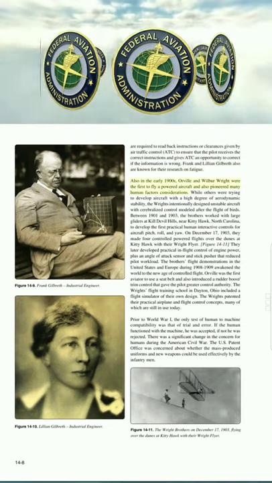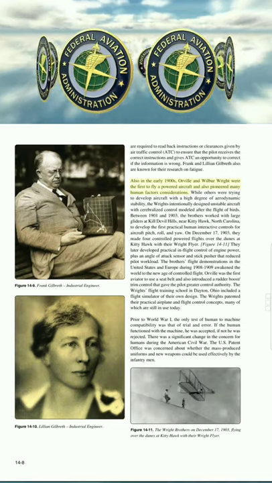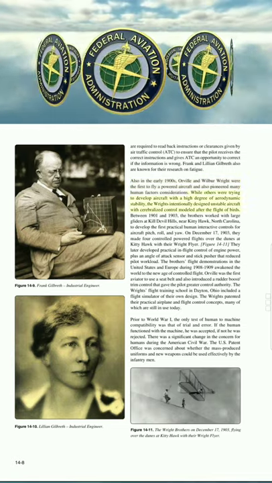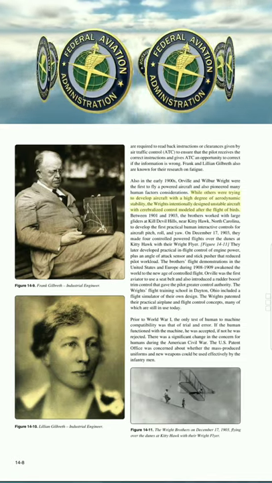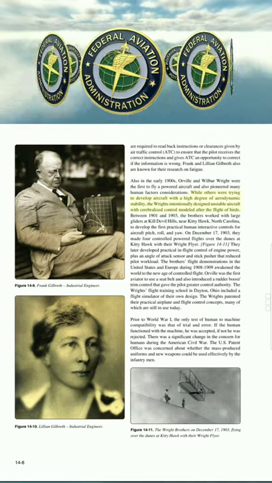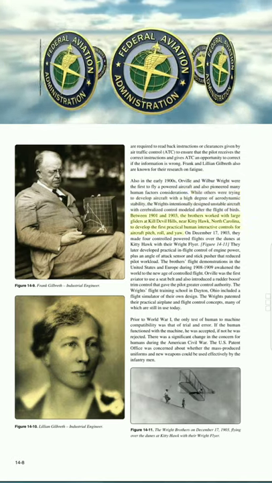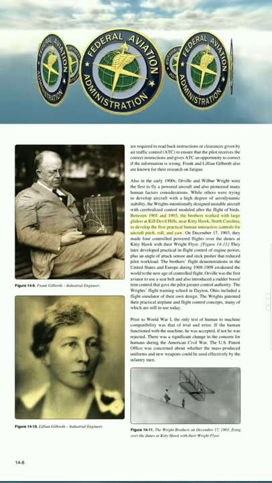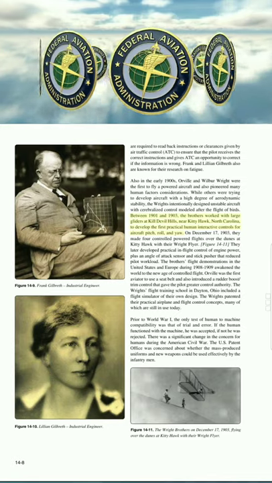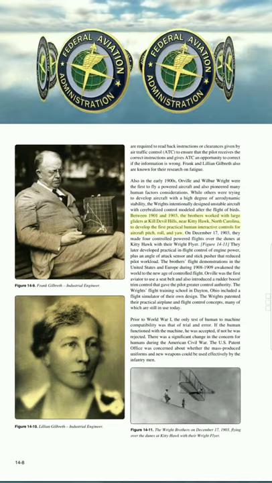Also in the early 1900s, Orville and Wilbur Wright were the first to fly a powered aircraft, and also pioneered many human factors considerations. While others were trying to develop aircraft with a high degree of aerodynamic stability, the Wrights intentionally designed unstable aircraft with centralized control modeled after the flight of birds. Between 1901 and 1903, the brothers worked with large gliders at Kill Devil Hills, near Kitty Hawk, North Carolina, to develop the first practical human interactive controls for aircraft pitch, roll, and yaw.